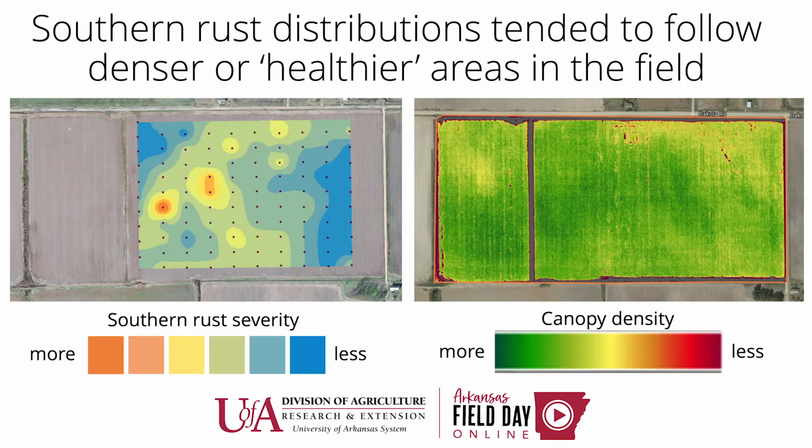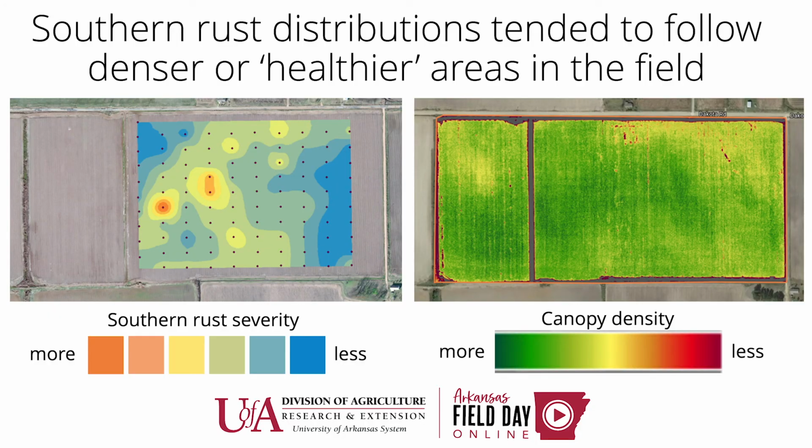We recently had a grad student finish a project that was funded by the Arkansas Corn and Grain Sorghum Promotion Board, where the grad student, a master student named Justin Bailey, actually mapped the spatial distribution of southern rust in some fields in Arkansas. And what we found was that southern rust tended to build preferentially in areas that had a denser corn canopy.